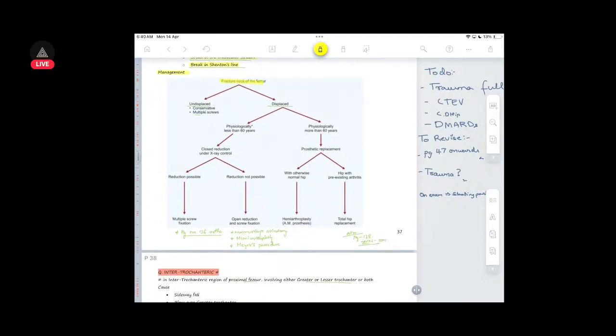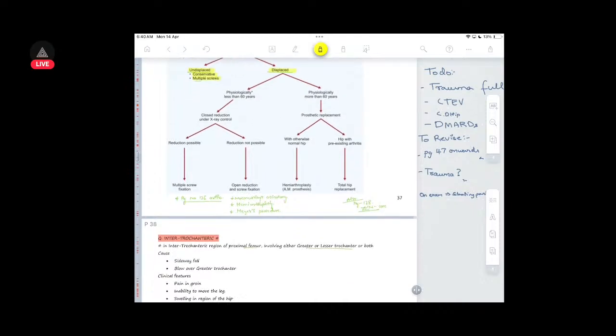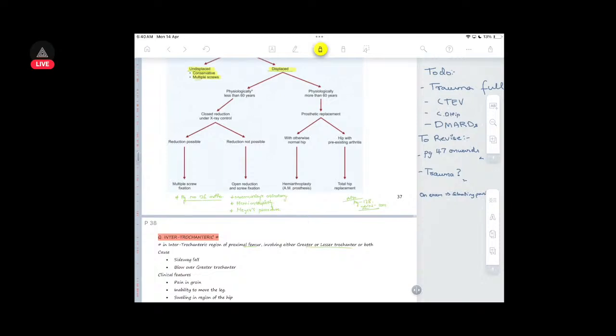Then management, you have fracture of the neck of femur. It's either displaced or undisplaced. In undisplaced, you have conservative management, and you can do multiple screws. In displaced, it can be physiologically less than 60 years or physiologically more than 60 years. Less than 60 years, you have to do closed reduction under X-ray control. Then you see whether reduction is possible or not. If reduction is possible, you have to do multiple screw fixation. If it is not possible, you have to do open reduction and screw fixation.